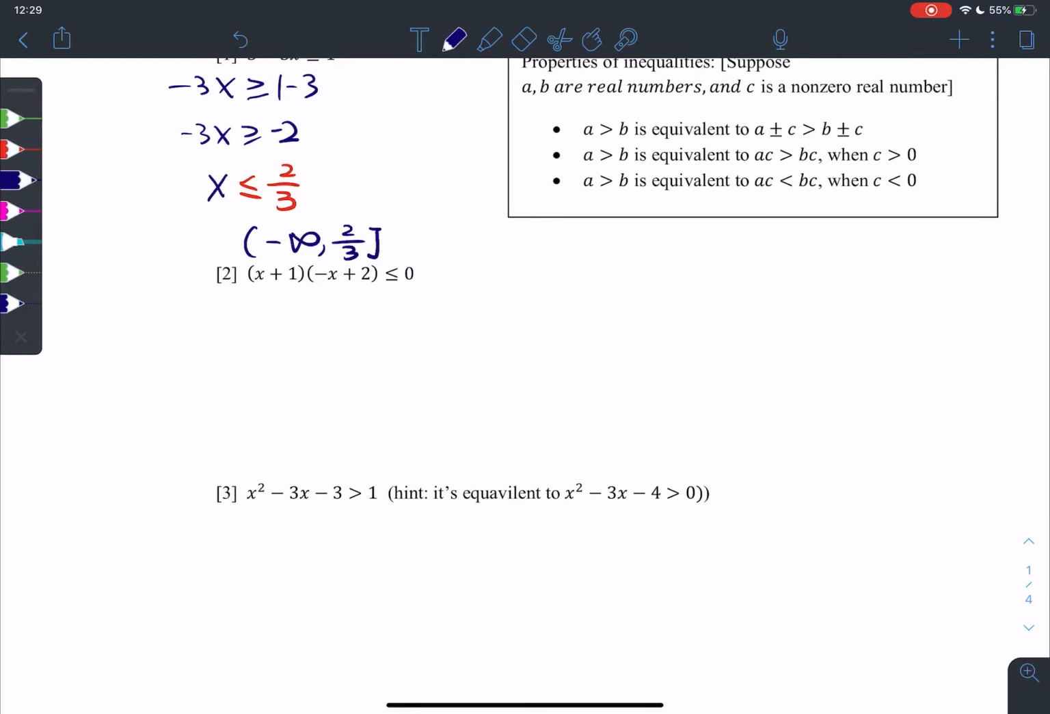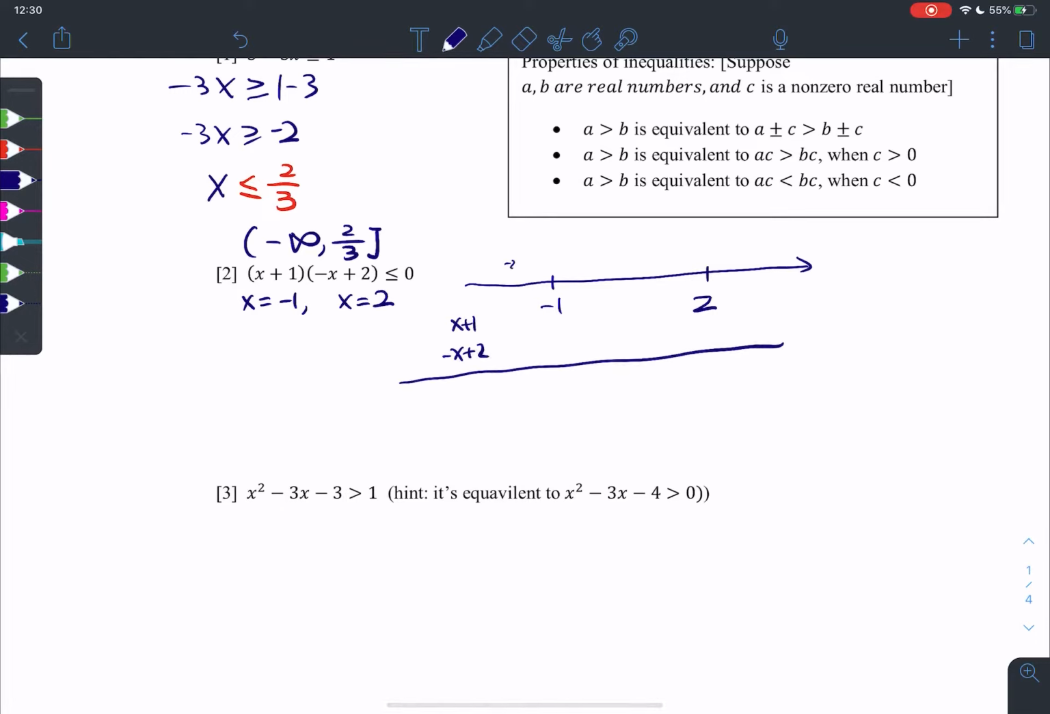For the next problem, if we were to go with the sign chart method, my first point is -1. My second point is 2. So putting them on the number line, it's -1, it's 2. So my testing points could have been selected as -2, 0, and 3. It's my preferred idea to draw 2 vertical lines there, so it's easier to discuss the sign.